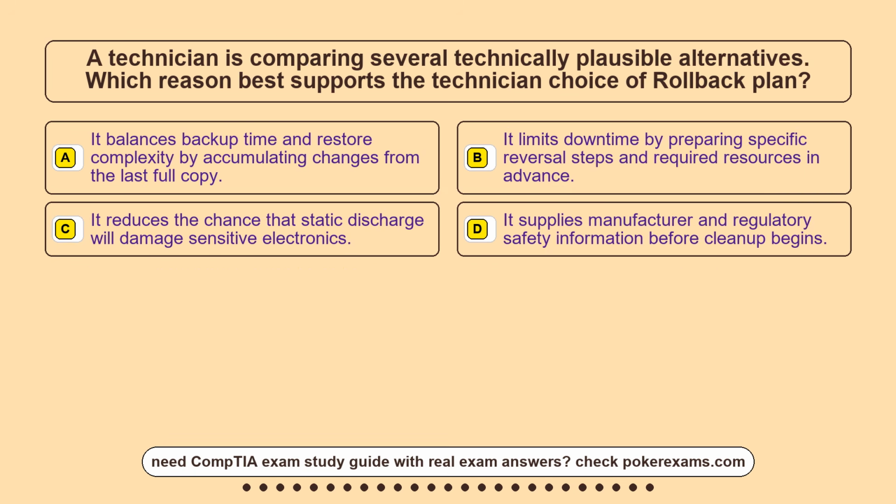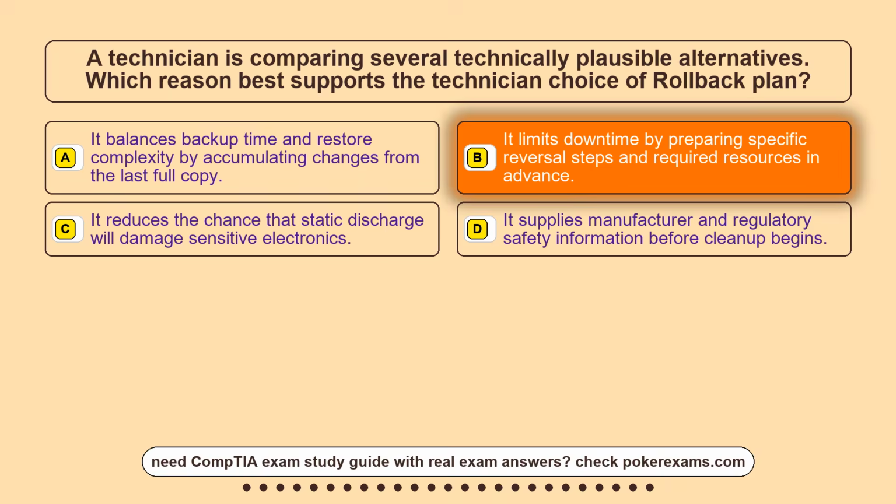Question 20. A technician is comparing several technically plausible alternatives. Which reason best supports the technician choice of rollback plan? Option A. It balances backup time and restore complexity by accumulating changes from the last full copy. Option B. It limits downtime by preparing specific reversal steps and required resources in advance. Option C. It reduces the chance that static discharge will damage sensitive electronics. Option D. It supplies manufacturer and regulatory safety information before cleanup begins.